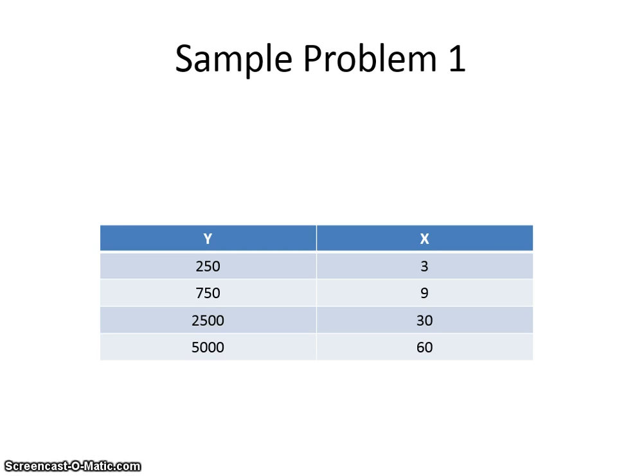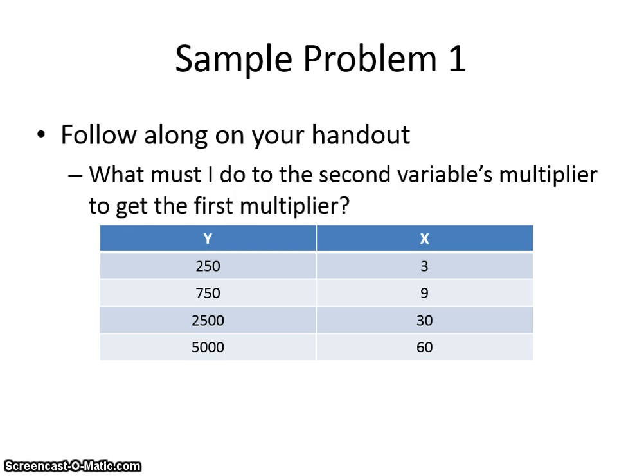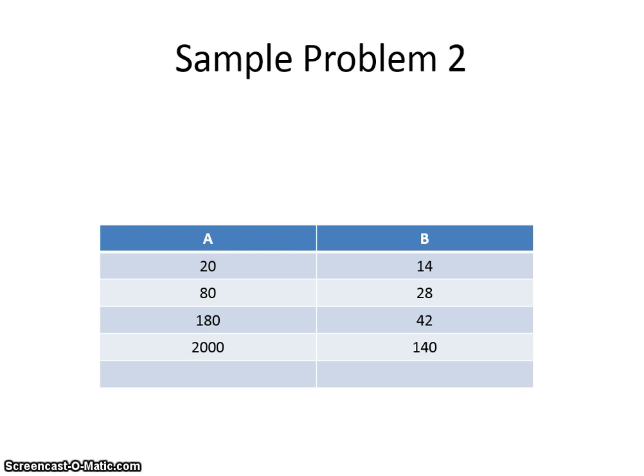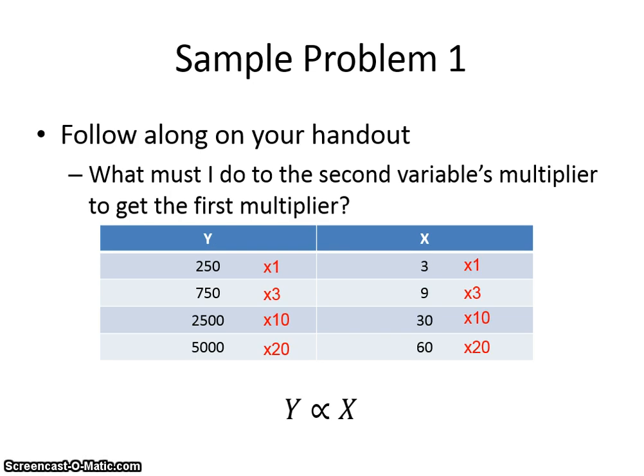Here's the first sample problem that we did in class. This was on your handout. Here are the answers that we came up with for our multipliers. Here's another case, like the very first example, where the multipliers are the same. So if I ask myself, what must I do to the second variable's multiplier, in this case x, to get the first multiplier, for y? Since they're the same, I don't have to do anything. That means we are going to say that y is proportional to x. That's what that little symbol down there means.